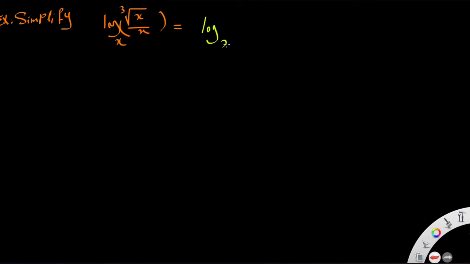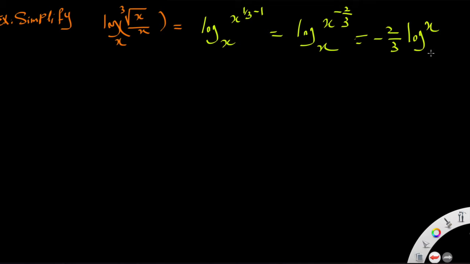so base is x, so it will be x to the power of 1 over 3 minus 1, so is equal to log of x to the power of 1 over 3 minus 1, it would be x to the power of minus 2 over 3 to the base x. I bring power out, it would be minus 2 over 3 log of x to the base x, which is equal to, log of x to the base x will be 1, so at the end you will have minus 2 over 3.